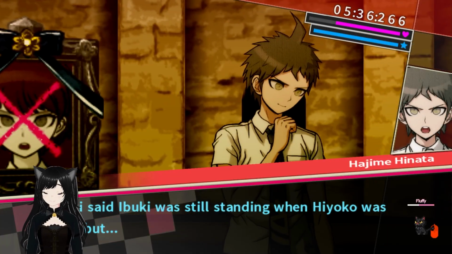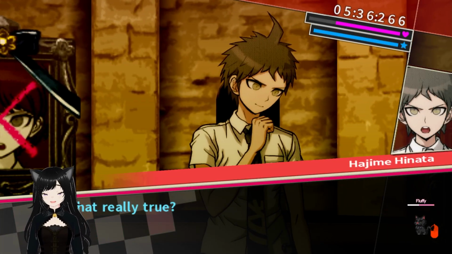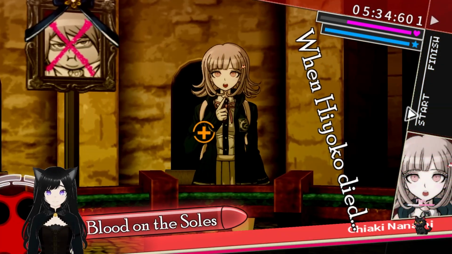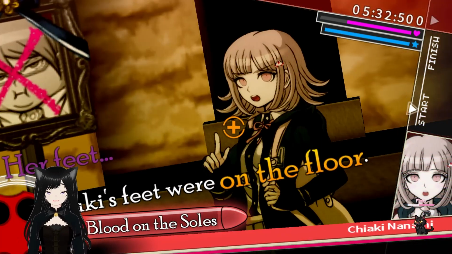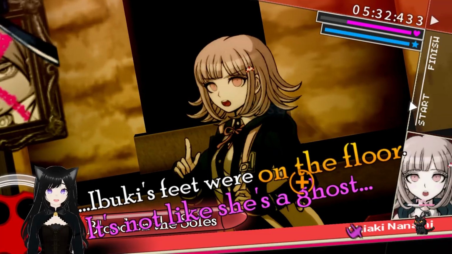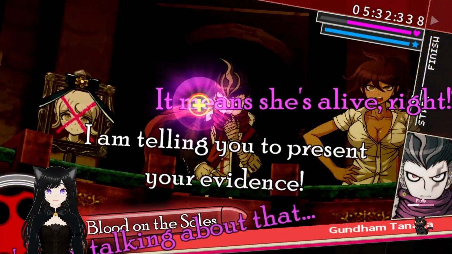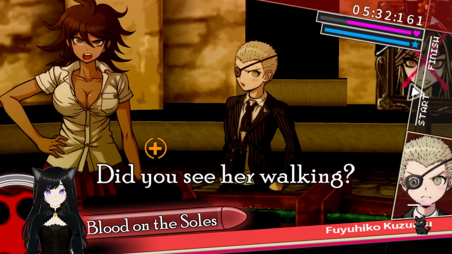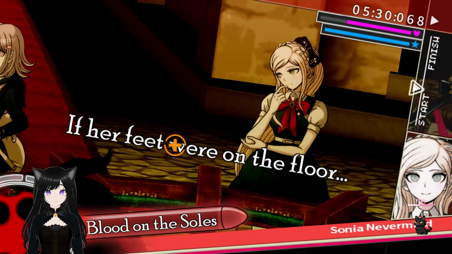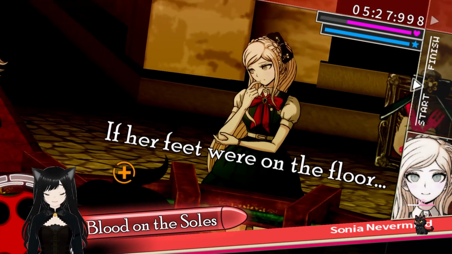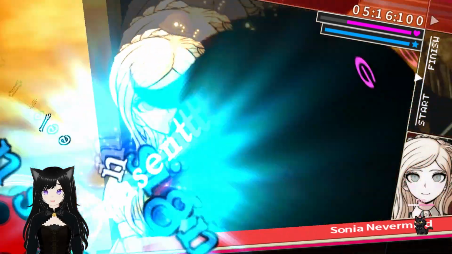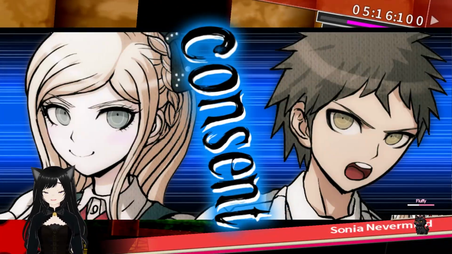All right, Chiaki said Ibuki was still standing when Hiyoko was killed, but is that really true? It definitely is, because she has Hiyoko's blood on her soles. All right, so Ibuki's feet were on the floor when Hiyoko died. We'll have to make that argument. Present your evidence. Did you see her walking? No. If her feet were on the floor, there should be some sign she stepped on something, right? Yes, she did step on something.